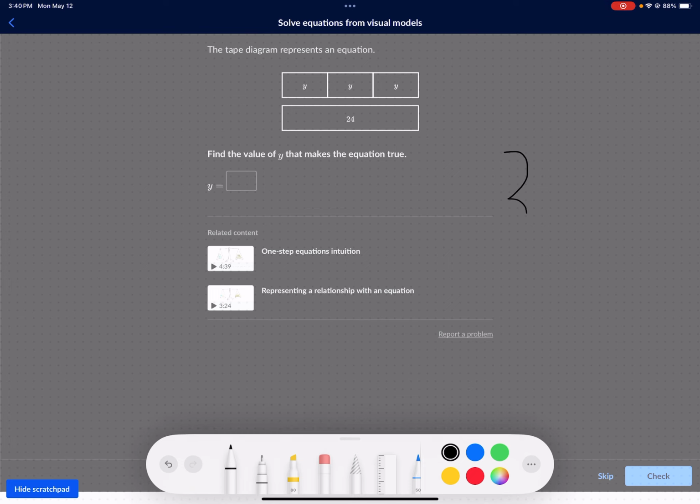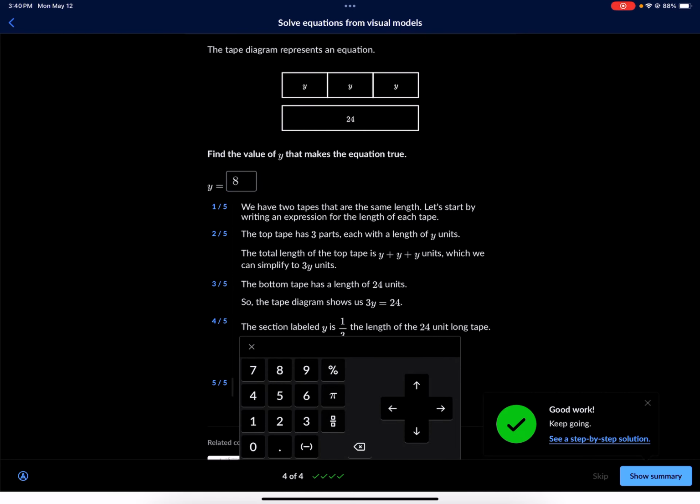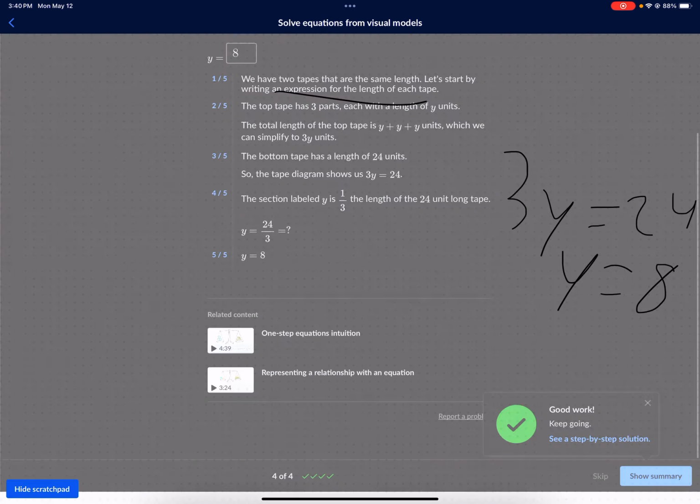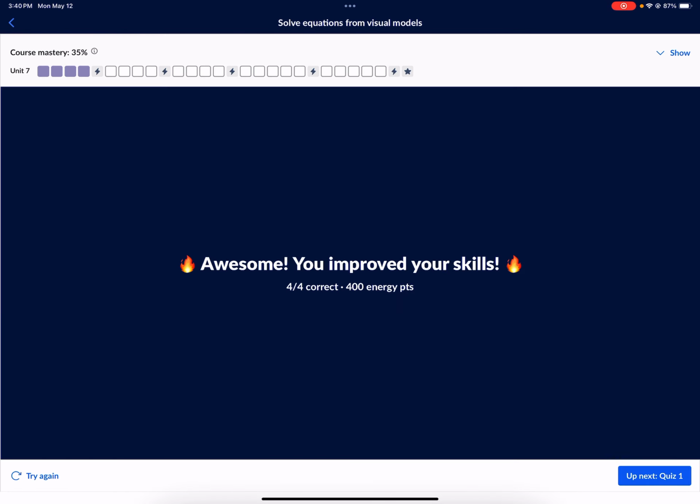Okay, so 3y is equal to 24, and then y is 8. Because we have this, add all those. 3 times y, we add y 3 times, and then we divide by 3. Y is 8. If you got that right, good job. If you didn't, here are the videos. Happy studying.